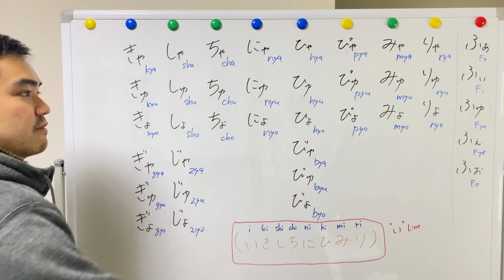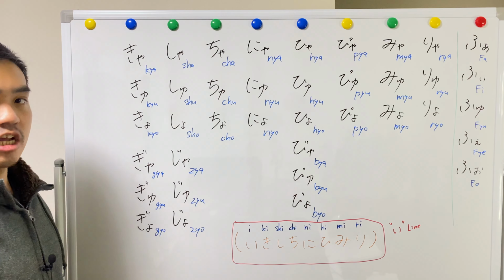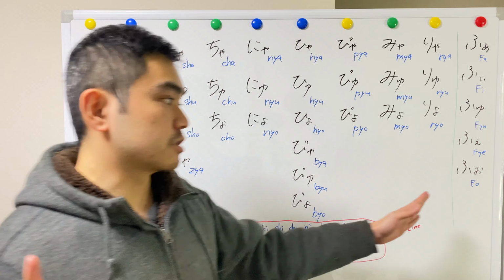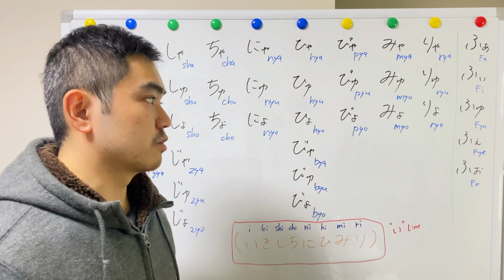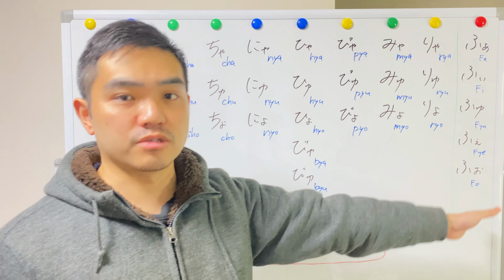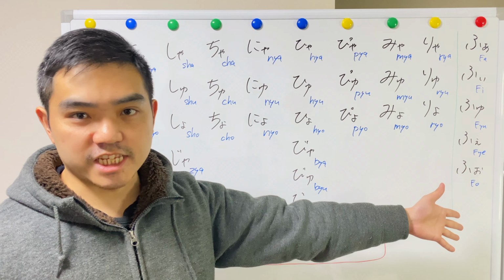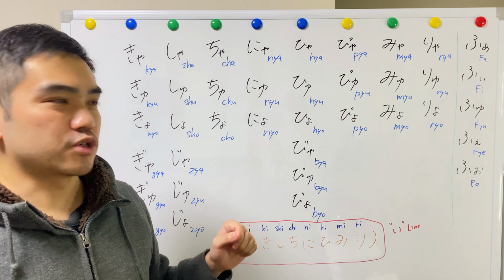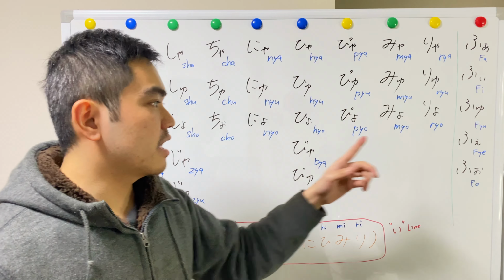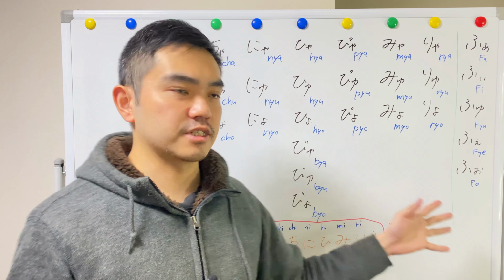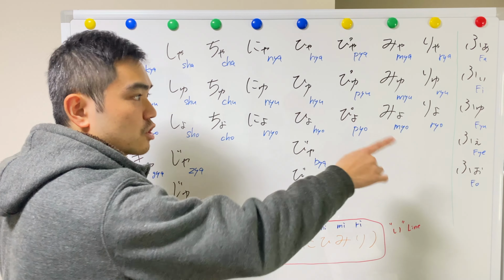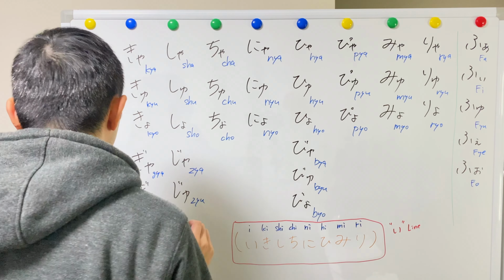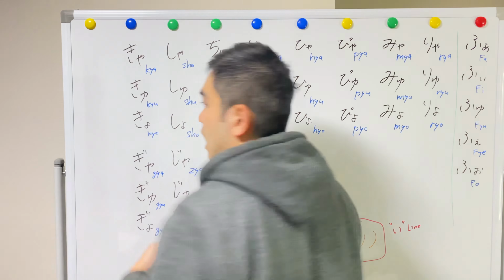Okay, first things first. These are all of the yoon sounds in Japanese, but ignore this line right now. This line of sounds are extra sounds, and it looks like yoon, but we don't count these sounds as yoon, so remember this. I'm going to talk about this later, okay? So listen to how I pronounce those sounds, okay?